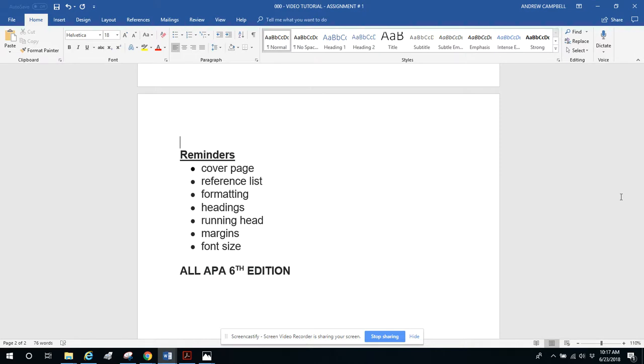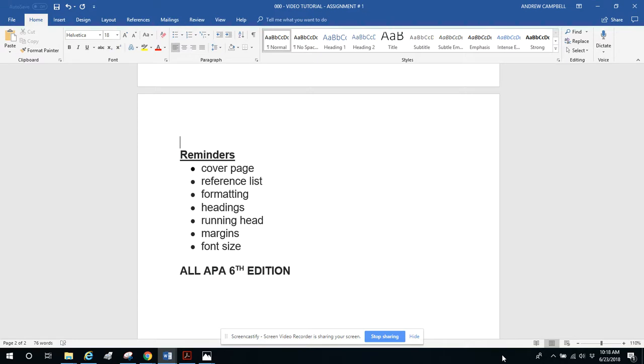Your reference list is supposed to be there. Anything you have used that is not yours, please ensure you reference and it's placed in a reference list. All these are guided by APA 6th edition standard. Formatting is important also. Your formatting is very, very important. Your headings are also guided by APA 6th edition. They are first level, second level, third level, fourth level, fifth level headings, and there are ways to do that.